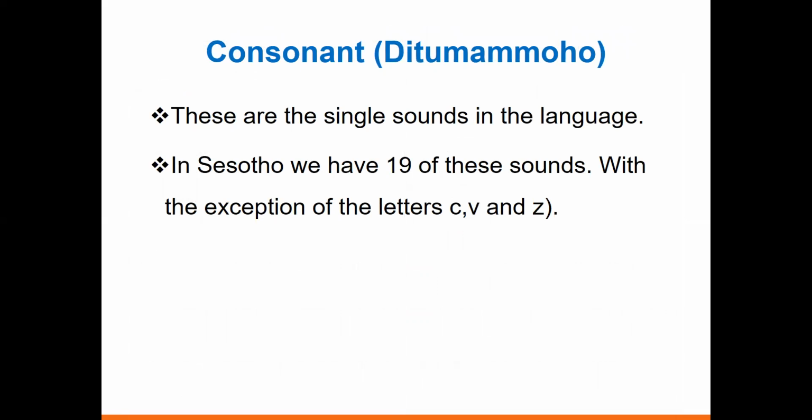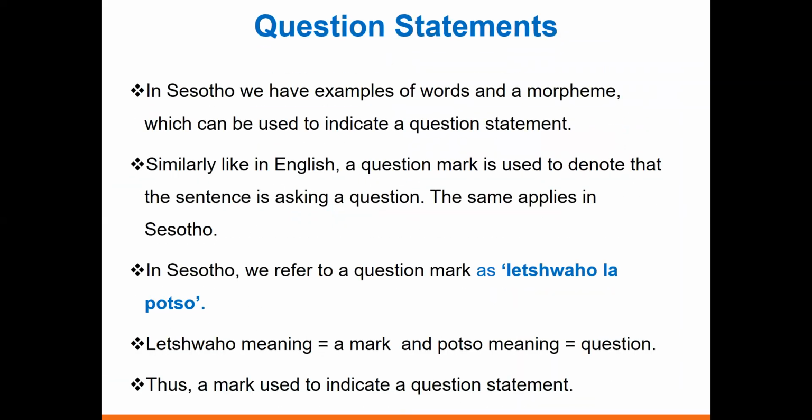Okay, then we have consonant sounds. We refer to these in Sesotho as ditumamoho. These are single letter sounds in the alphabet, and we have 19 of these singular sounds, with the exception of the C, V, and the Z in our South African orthography. Okay, there is a C in the Lesotho orthography as well.